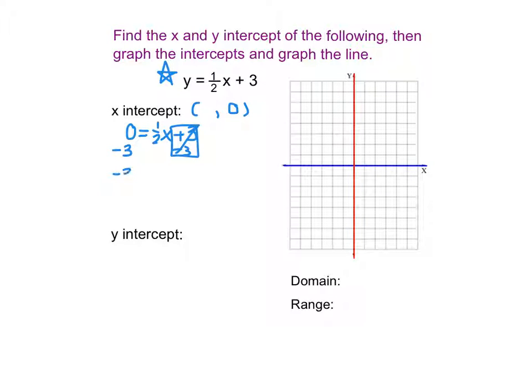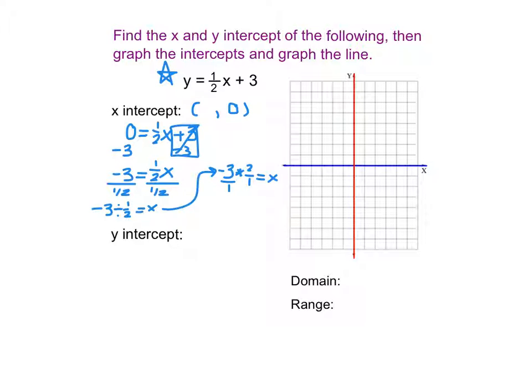So now I have negative 3 is equal to 1/2 times x. I then am going to divide both sides by 1/2. So here I have negative 3 divided by 1/2 is equal to x. Need a little bit of extra space here. I know that I can rewrite this as negative 3 times 2/1.